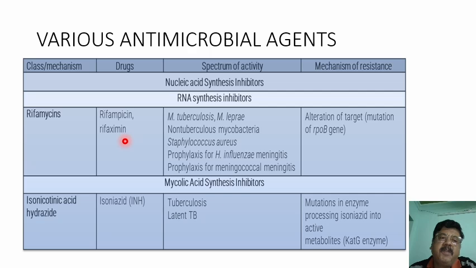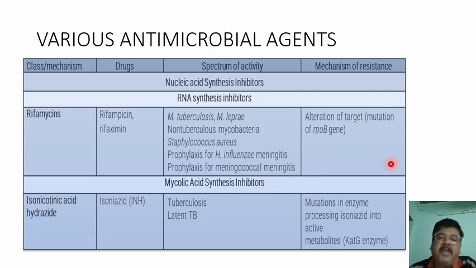Rifamycins: rifampicin, rifaximin. Used for Mycobacterium tuberculosis, Mycobacterium leprae, non-tuberculous mycobacteria, Staphylococcus aureus, prophylaxis of H. influenzae meningitis, prophylaxis of meningococcal meningitis. And what is the mechanism of resistance? Target mutation in the rpoB gene. So we are detecting it in GeneXpert, that is the CBNAAT test. We are detecting the mutation in the rpoB gene.